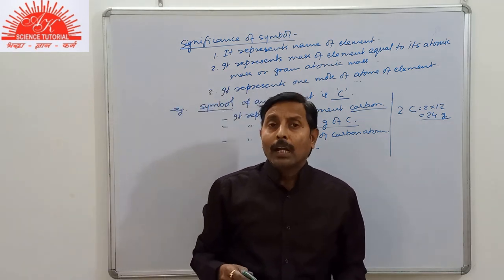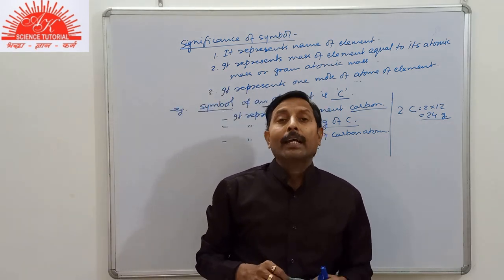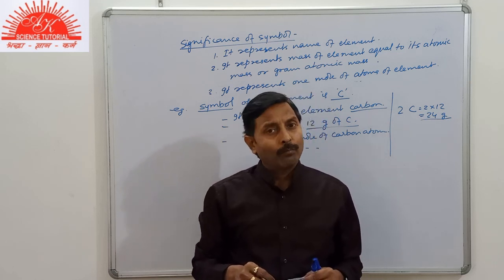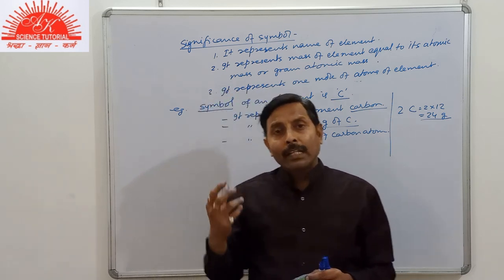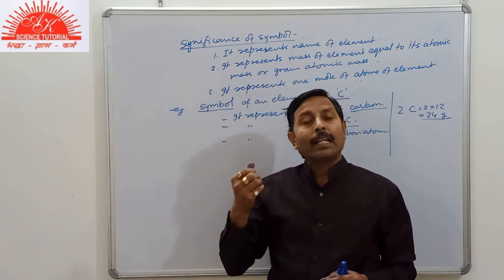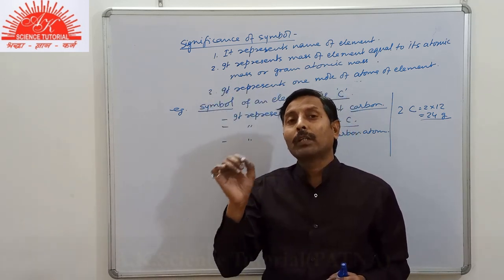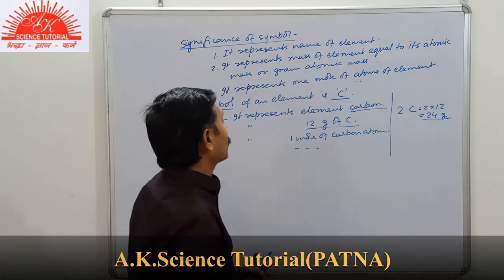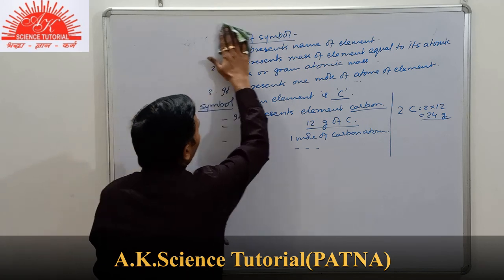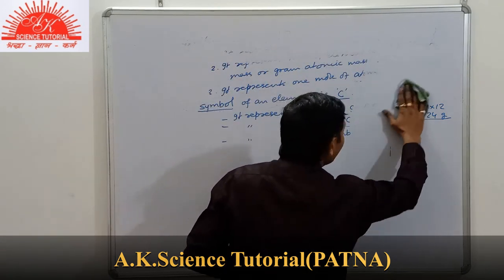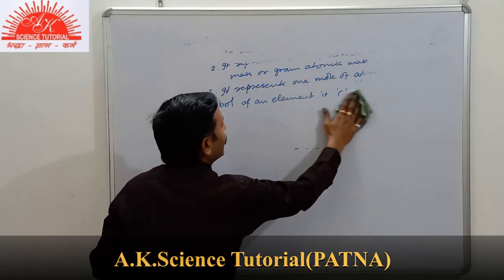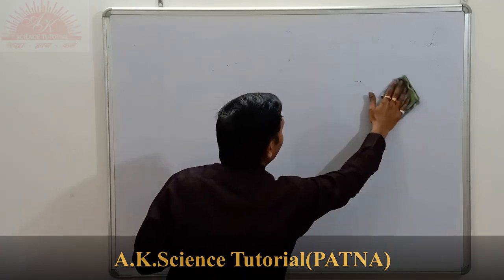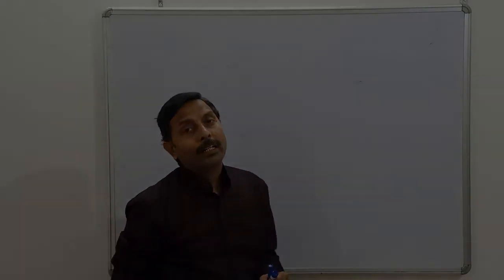So students, now you do understand about the symbols of elements. How are these symbols taken? From the English name or from the Latin name, using 1 or 2 letters from the name. Now, its significance has also been studied. So students, in the next part we will study about molecules, their significance, and then the other related topics.